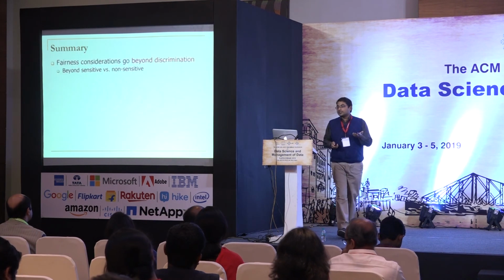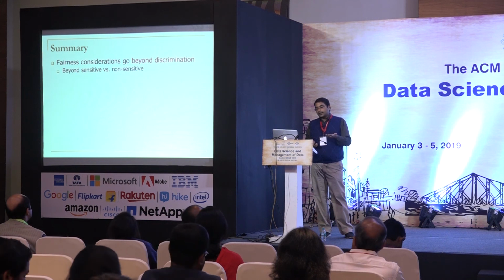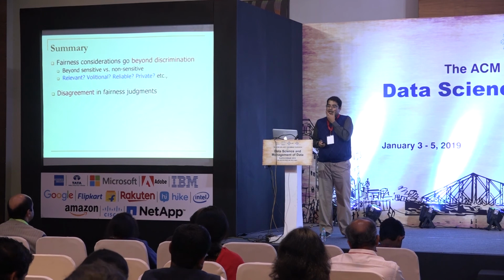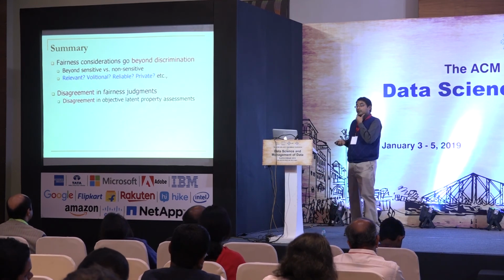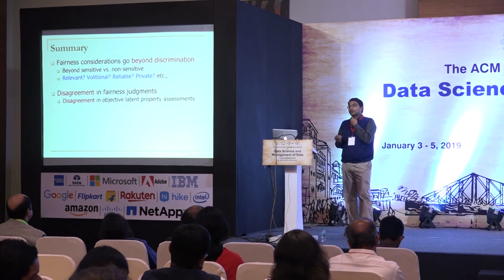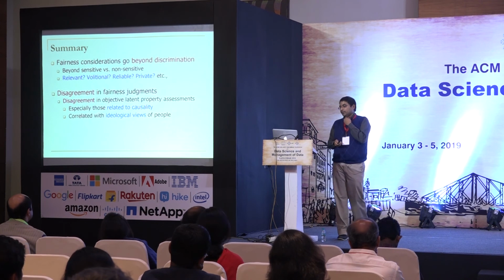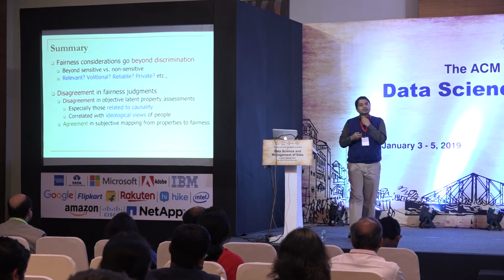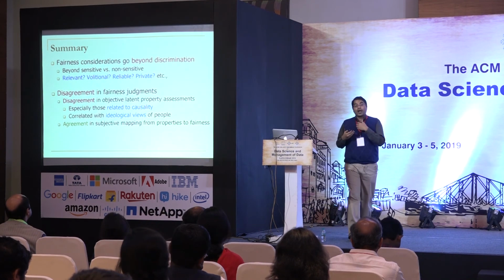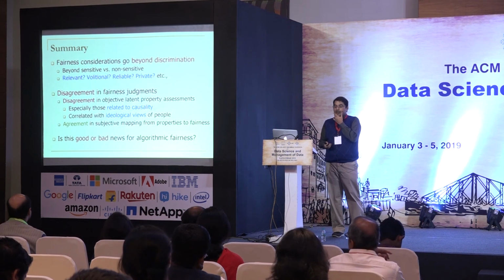So to summarize, the fairness considerations go beyond discrimination, that is, beyond whether a feature is sensitive or non-sensitive. And there is significant disagreement in fairness judgments. And the disagreement, surprisingly, was in the objective latent property assessments, especially those related to causality, and they're correlated with the ideological views of people. However, there is surprising agreement in what I would have thought initially as subjective mapping from properties to fairness.